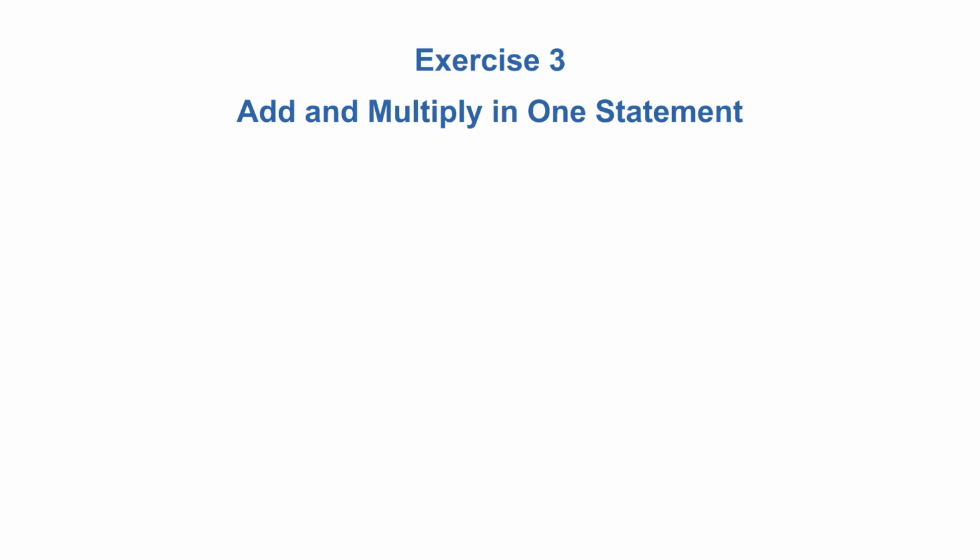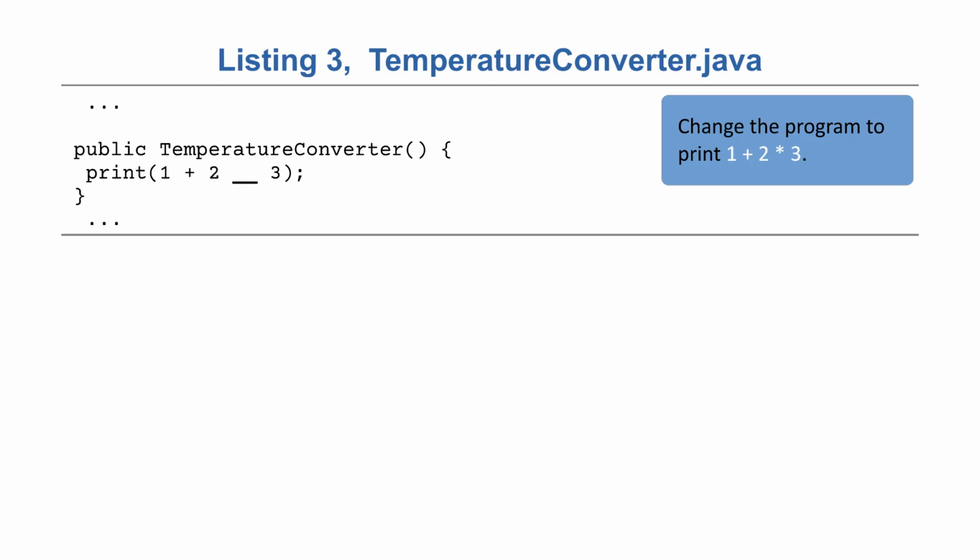Addition is a pretty easy one, but what happens if we combine addition and multiplication? Exercise 3. Add and multiply in one statement. Change the program to print 1 plus 2 times 3. Run it. What happened? What did the program print? If you expected 9, you would have been wrong.